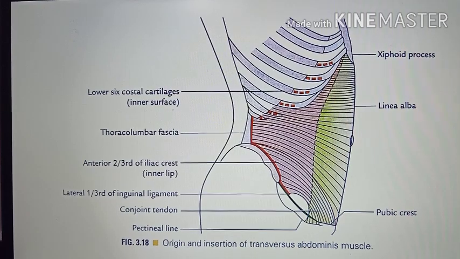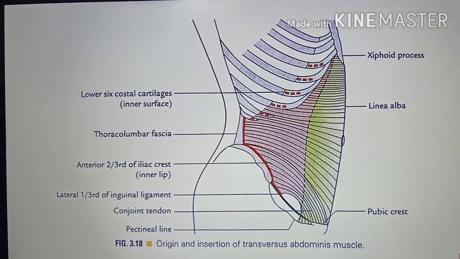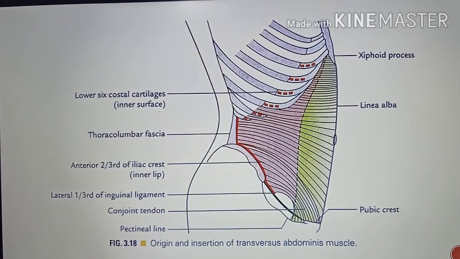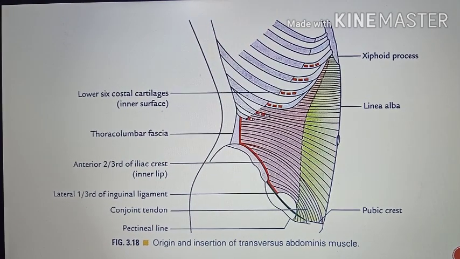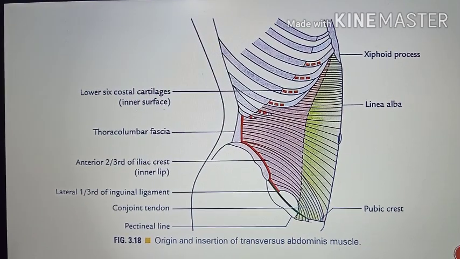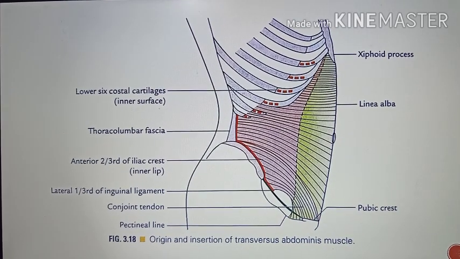Coming to the nerve supply, it is supplied by the anterior primary rami of the lower 6 thoracic nerves, that is T7 to T12, and the first lumbar nerve, that is L1, through the iliohypogastric and ilioinguinal nerves.